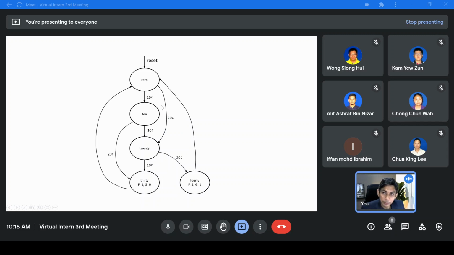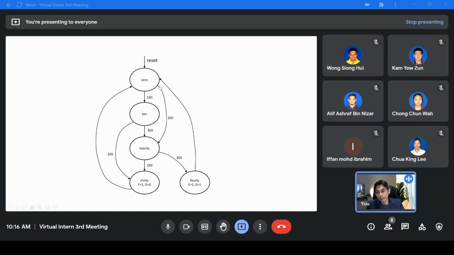So let's, for example, say we want to design the vending machine that will dispense the candy, and the price of the candy is 30 cents, for example, and this vending machine can only accept 10 cents and 20 cents coins, right?